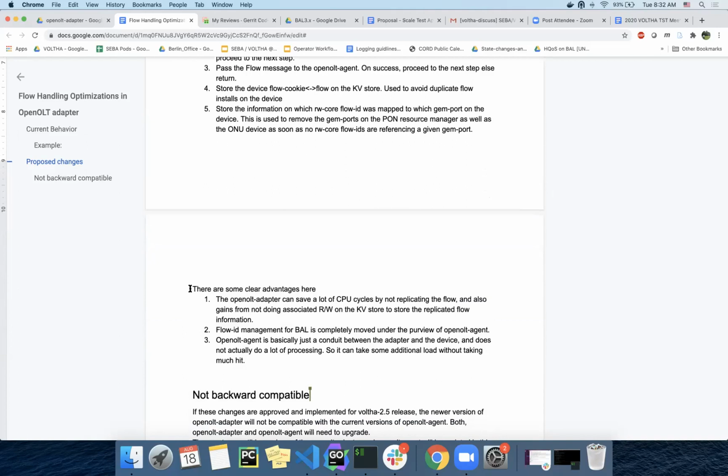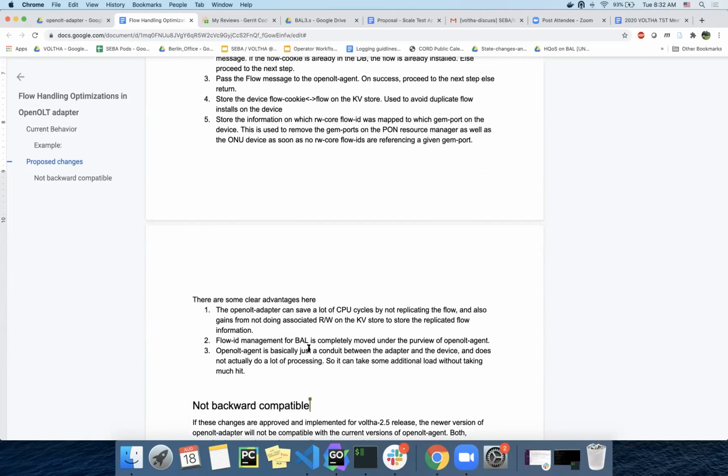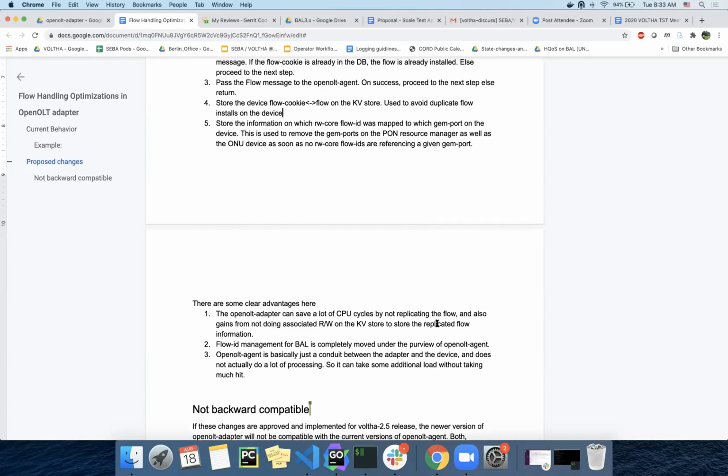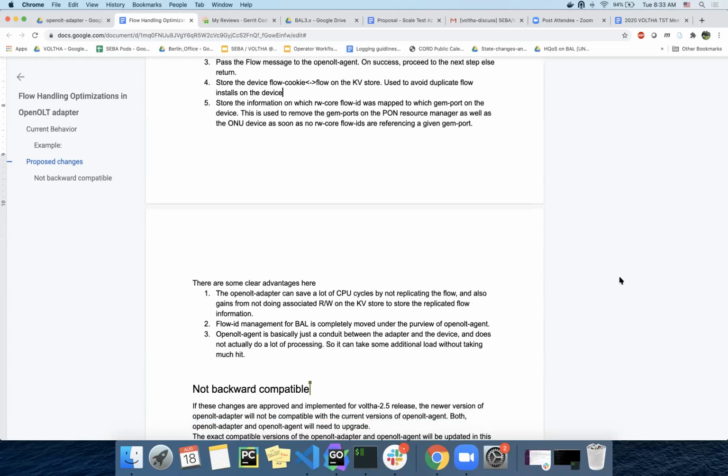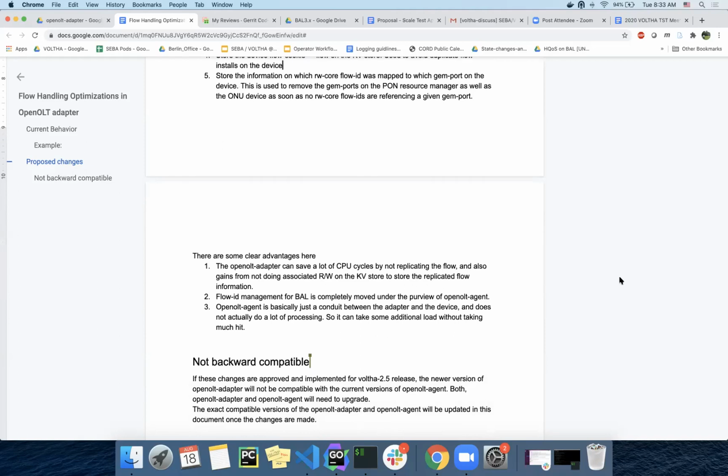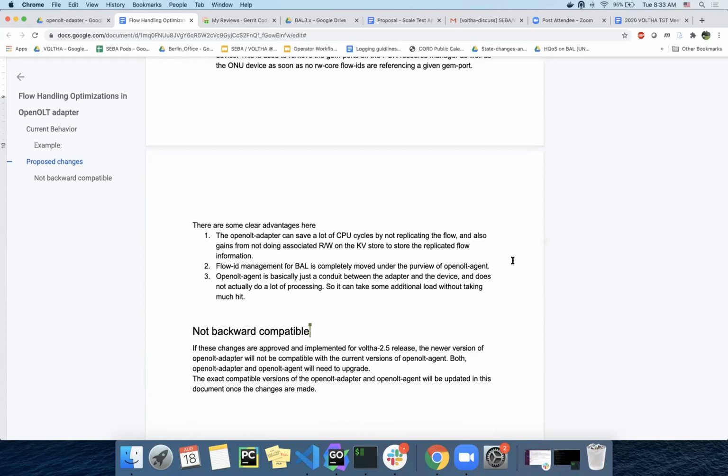So there are some clear advantages here. You're not replicating the flow across all the p-bits and letting the agent take care of that. You also move the management of flow ID completely under the purview of the agent. Now you don't have a resource that is device-wide, and you don't need device-wide locks. So this should give a significant performance improvement from what we are seeing right now. So yeah, that is it.